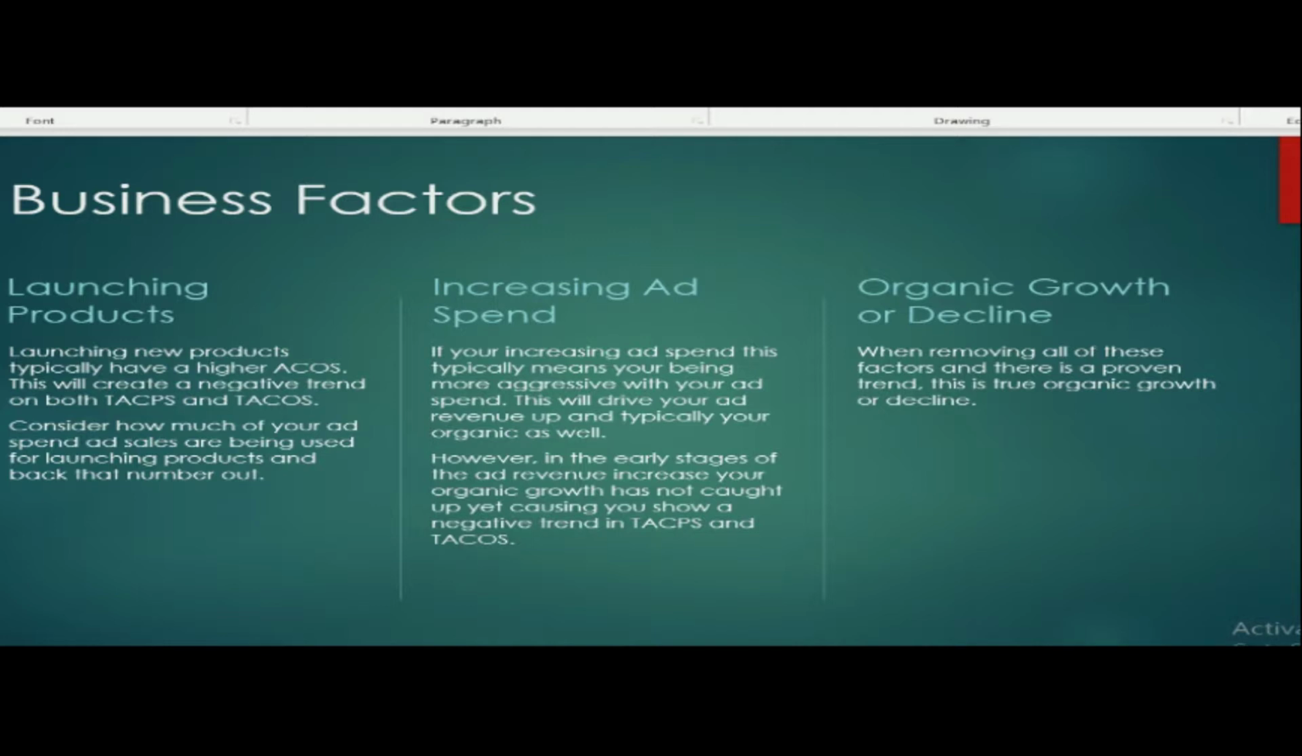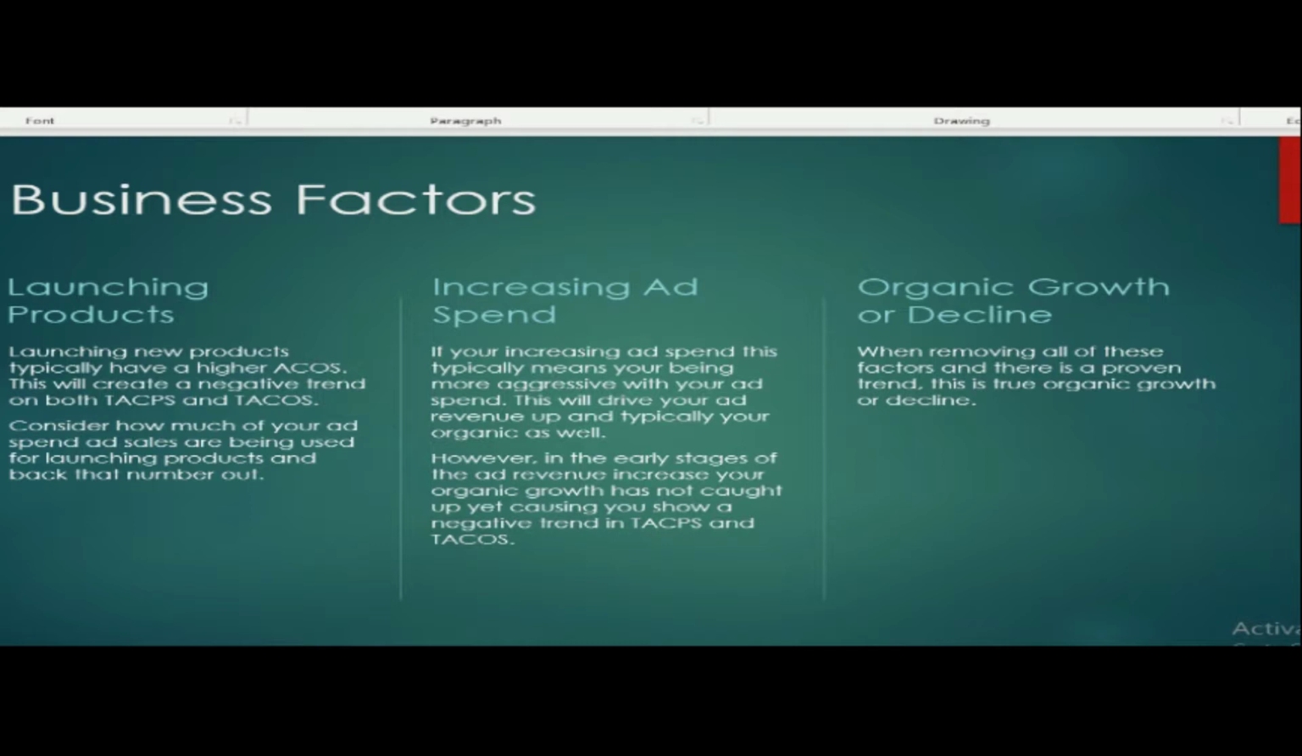One of those factors is launching products. When you're launching new products, you're typically going to have a higher ACoS in the early stages. That's going to create a negative trend on both of the fields we looked at, our total advertising cost of sale and our advertising as a percentage of sales. Consider how much of your ad spend goes to these launches. If you really want a true number for organic growth or decline in that time frame, you want to back that launching ad spend and ad revenue out, so you can remove that external factor as well.